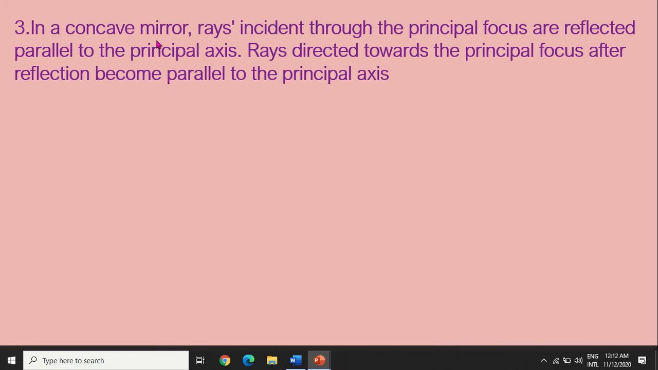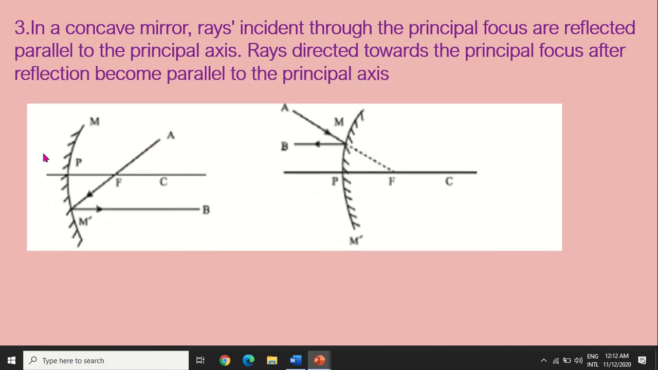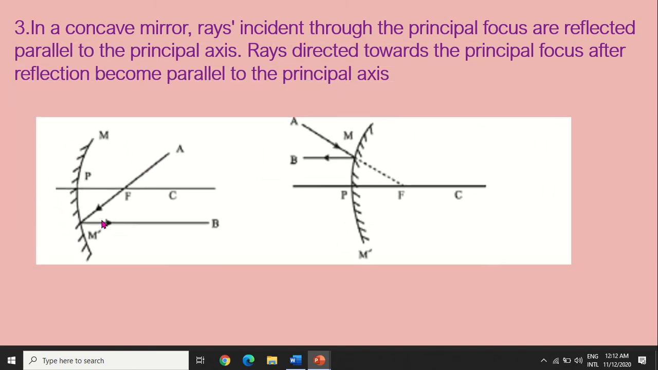Number 3, in a concave mirror, rays incident through the principal focus are reflected parallel to the principal axis. Rays directed towards the principal focus after reflection become parallel to the principal axis. Look here. Rays are directed to the principal focus, but after reflection they will be parallel to the principal axis. Look here. The ray is directed towards the principal focus. Here it appears to diverge from the principal focus. The rays are directed towards the principal focus and after reflection become parallel to the principal axis.